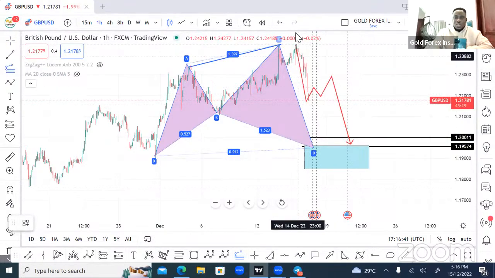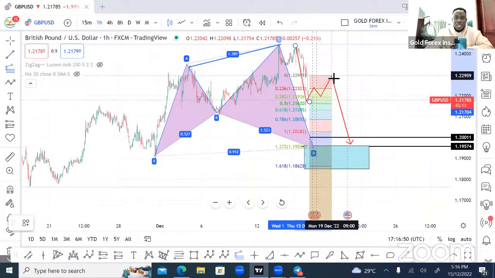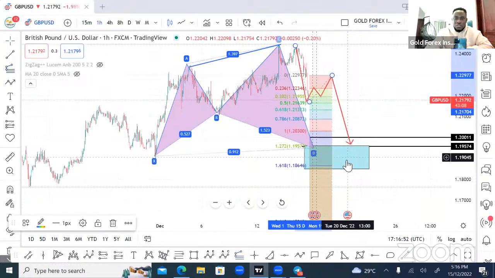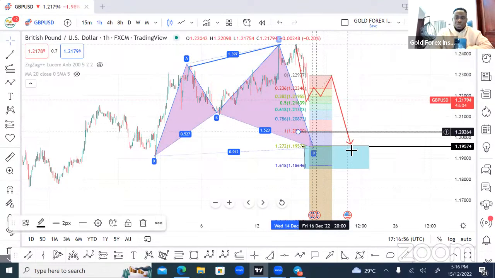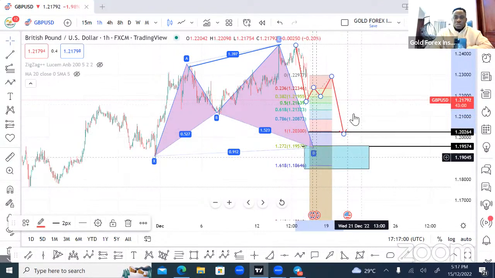So don't chase the impulsive leg. Don't chase the impulsive wave. Look for a corrective wave, either zigzag, flat, or triangle. Then you target the 1.0 Fibonacci extension level, which is this level. Okay, so look for that kind of correction and join to the downside before you'll be looking for that buy opportunity to the top. Okay, that's for Pound USD.